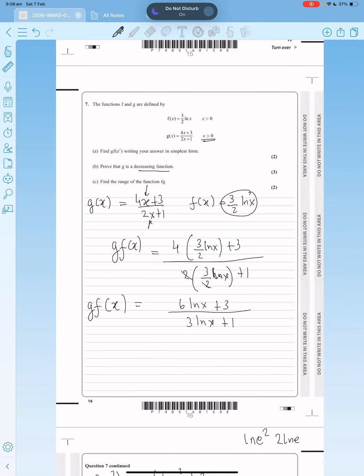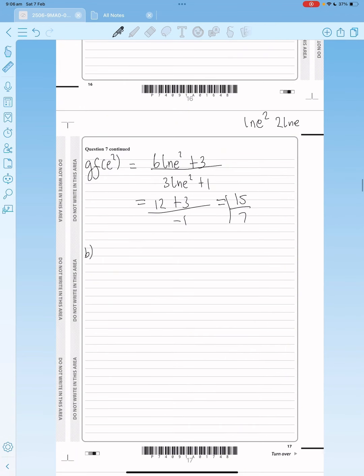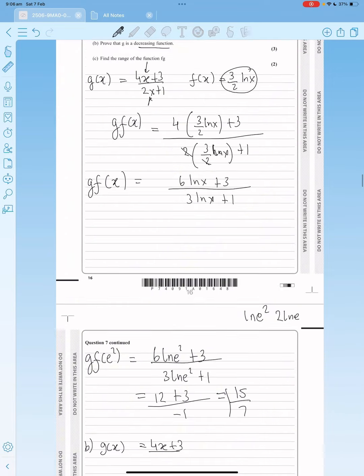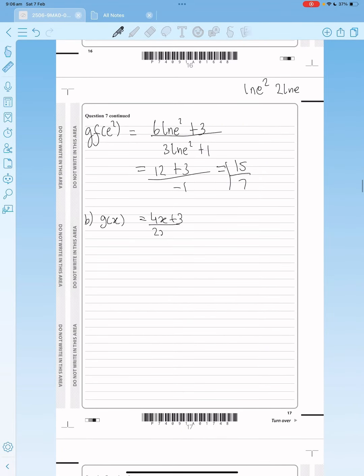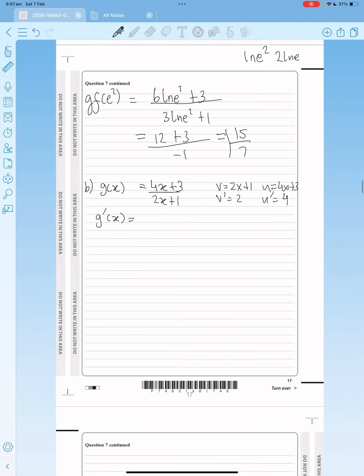Part B says prove that g is a decreasing function. Now, in these cases, you always want to differentiate and you want to show that the derivative, since it's a decreasing function, is less than 0. So let's do it. We know g of x is 4x plus 3 divided by 2x plus 1. So therefore, g dash of x: v is going to be 2x plus 1. v dash is 2, u is 4x plus 3. I always write these out to make it simpler for myself. And therefore, u dash is 4.